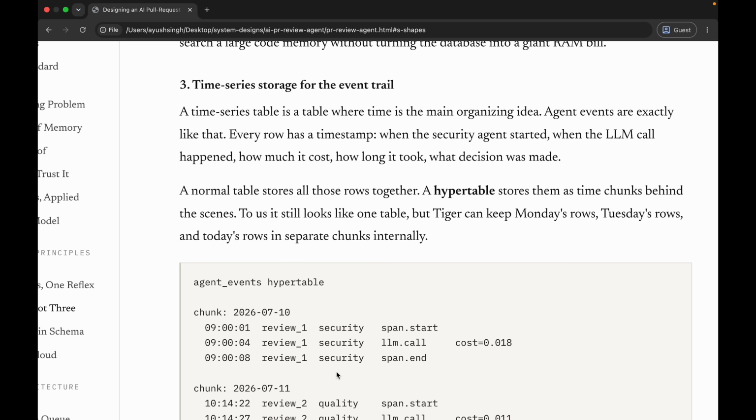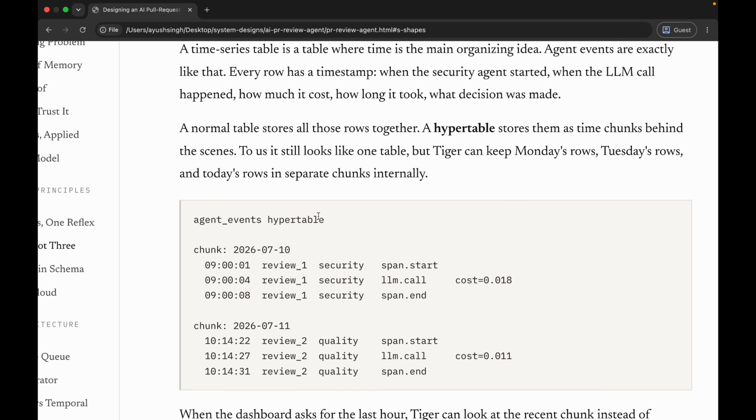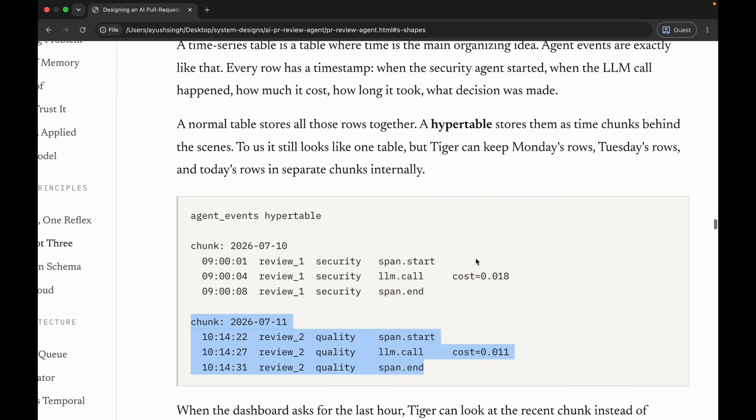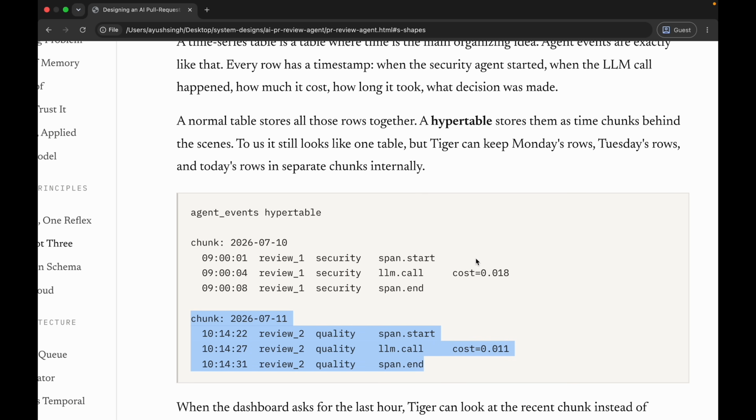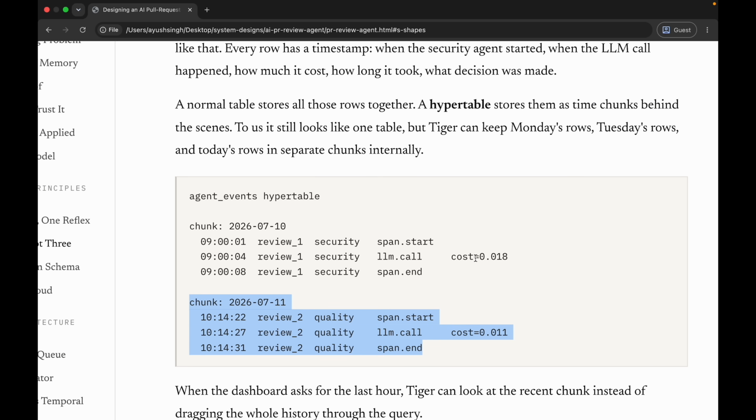So Tiger Data gives something known as a hypertable, which can store them as time chunks behind the scenes. For example, it looks like a nice little table, something like this, an agent events hypertable. But in Tiger, it can actually store Monday's rows, Tuesday's rows, and today's rows in separate chunks internally. This is how it is going to be stored, and that becomes another powerful data shape itself. Notice that we are not creating a new database. We are managing just one, and then you just have to design your failure modes around this itself.